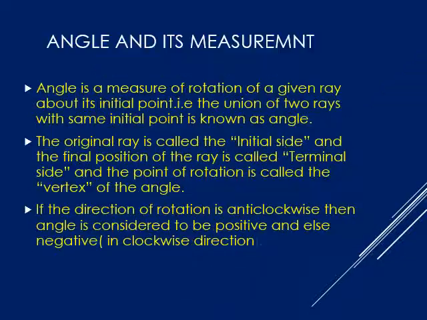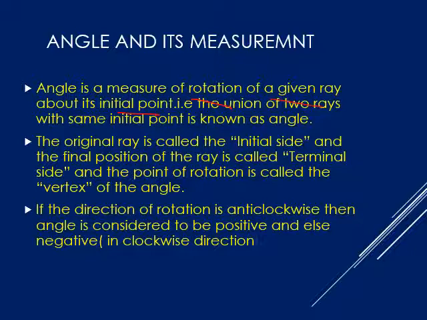So we will start a simple topic, angle and its measurement. In previous classes you have studied what an angle is. Angle is a combination of two rays, and the two rays are called arms, and the two rays intersect at a point that is called a vertex. Now we will change the definition. Angle is a measure of rotation of a given ray about its initial point. That is, the union of two rays with the same initial point is known as an angle.